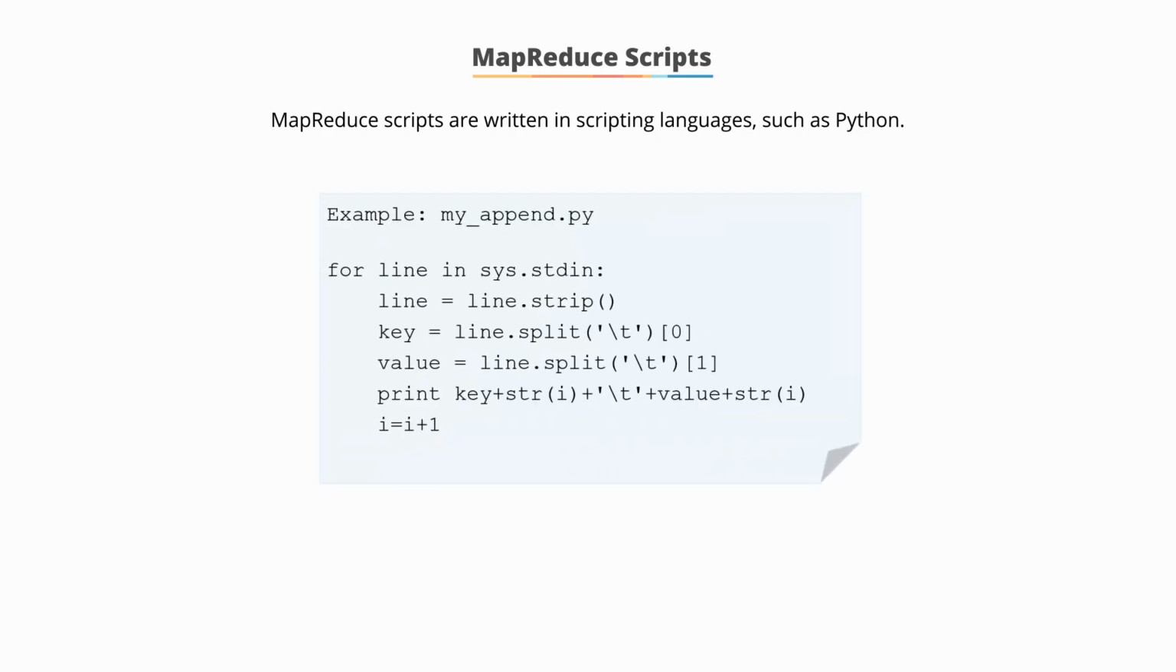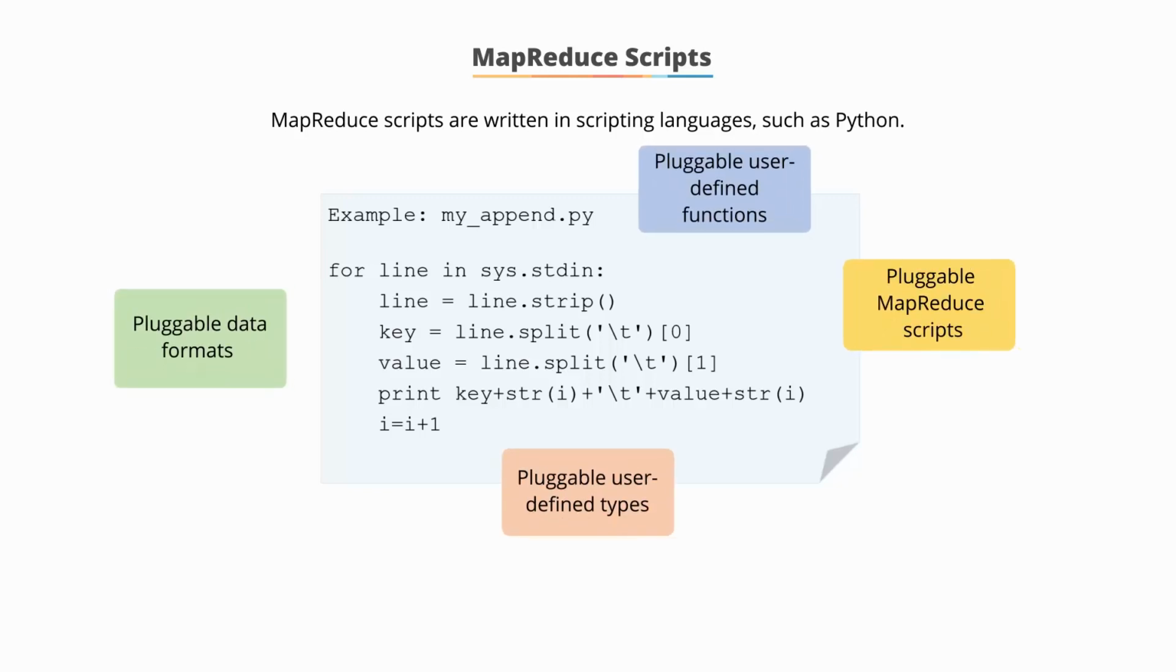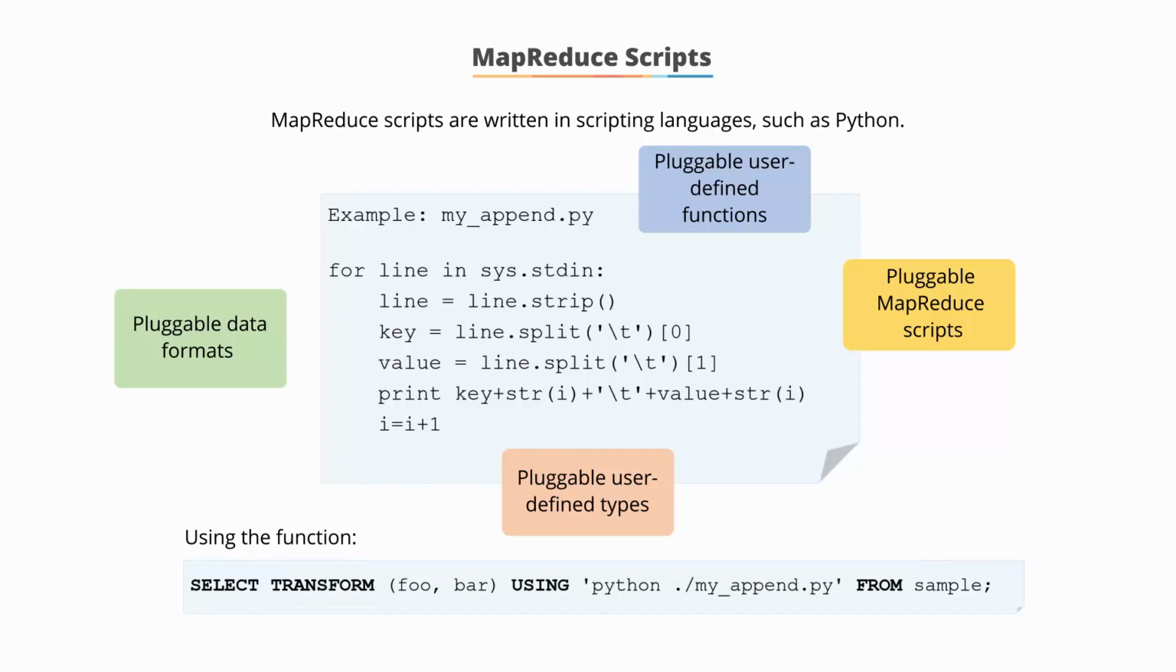MapReduce scripts. Let's take a look at the MapReduce scripts that help extend the HiveQL. MapReduce scripts are written in scripting languages such as Python. Users can plug in their own custom mappers and custom reducers into the data stream. To run a custom mapper script or a custom reducer script, the user can issue a command that uses the transform clause to embed the mapper or the reducer script.